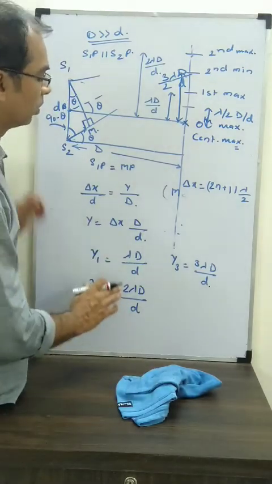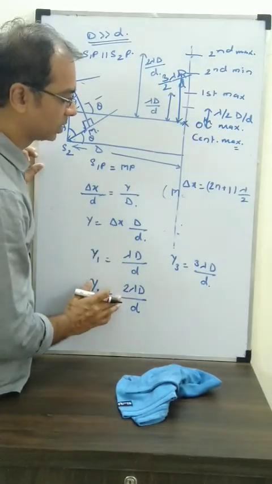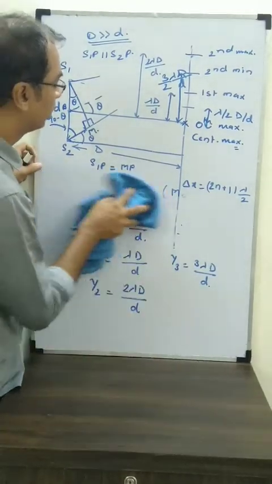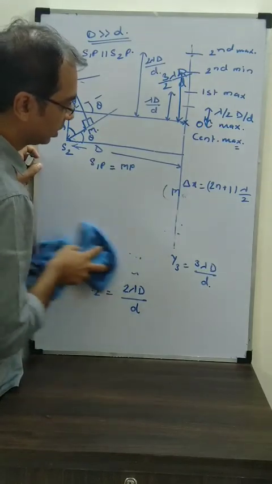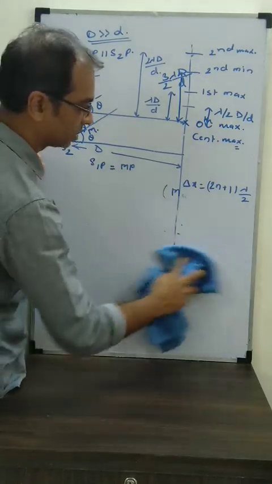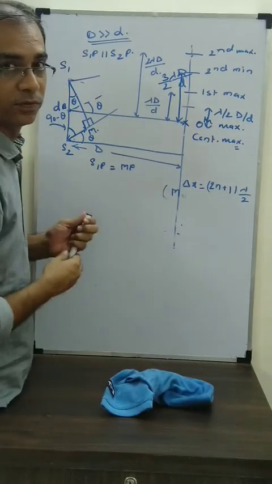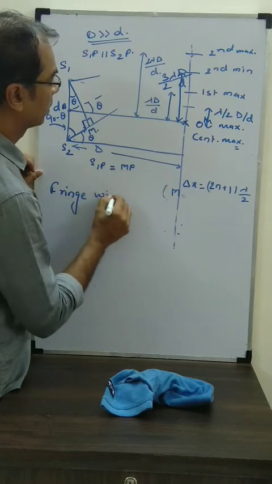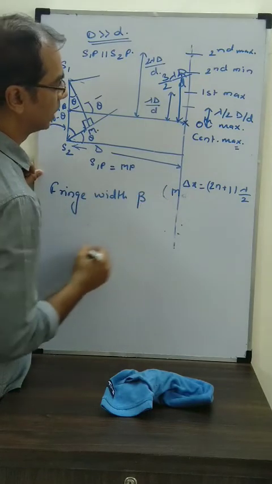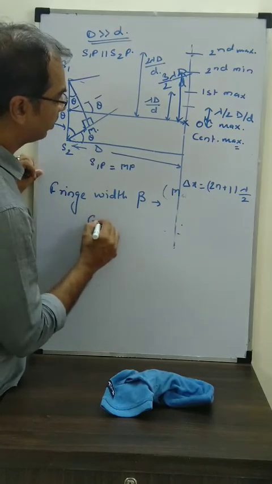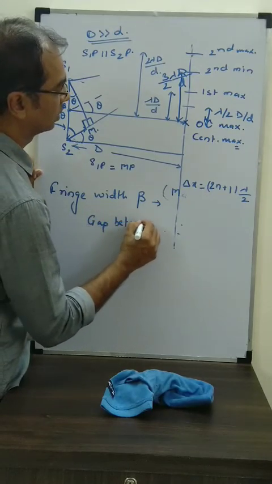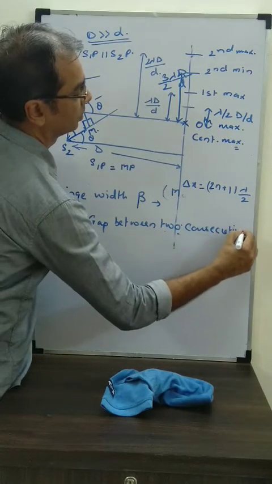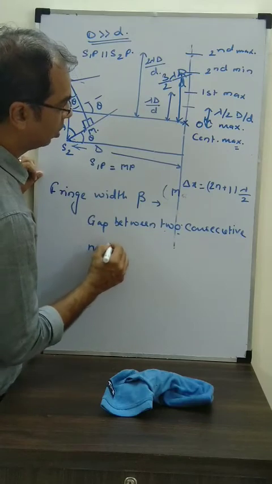And believe me, 95% of the questions will be solved using this formula. So now once we have got the first minima's position, second maxima's position, third maxima's position, the difference between first maxima and second maxima, third maxima and second maxima, or first maxima and zeroth maxima is called fringe width. What is fringe width? We represent that with beta. Fringe width is the gap between two consecutive maximas or minimas.